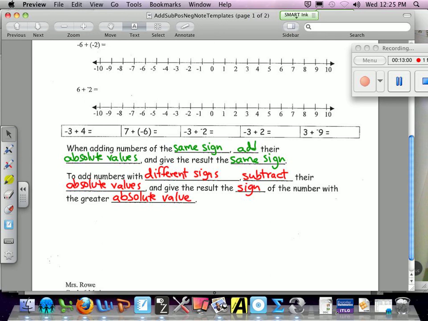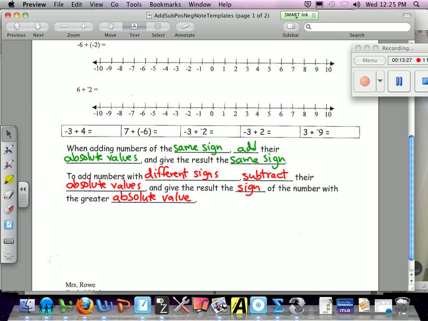A little mnemonic that I don't know if I came up with or a kid came up with, but this only works for adding: same sign, find the sum. If different signs, find the difference. Different signs, difference. So it's the same sign, you find the sum of the number parts. If they have different signs, you find the difference, and you have to decide if it's positive or negative.